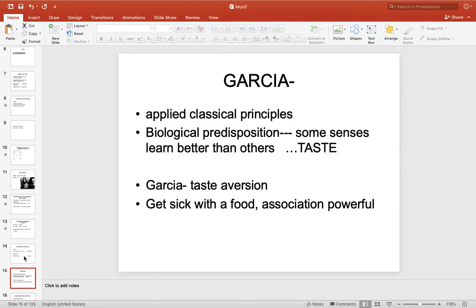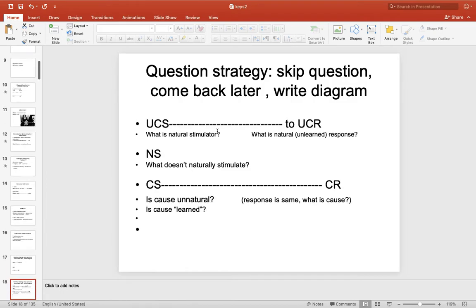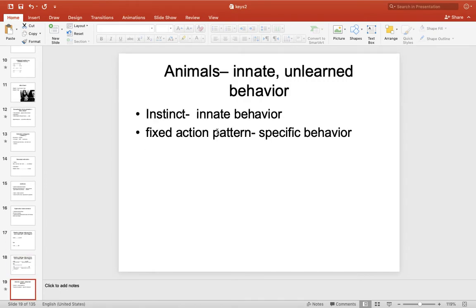All right. Then there is another guy to be aware of named Garcia, and he took these principles, but he discovered something that we have biological predispositions. We learn some things really fast, things that involve taste. If you get sick from a food one time, you learn not to want that food, and that's Garcia's taste aversion. All right, so there's applications for this. They put poison on a sheep. The coyote ate the sheep, and then they got sick, and the coyotes didn't eat sheep anymore. All right, so that's UCR. You want to know those really well.